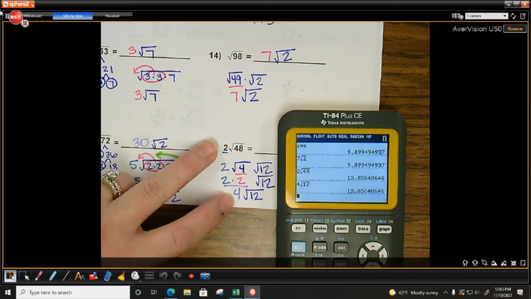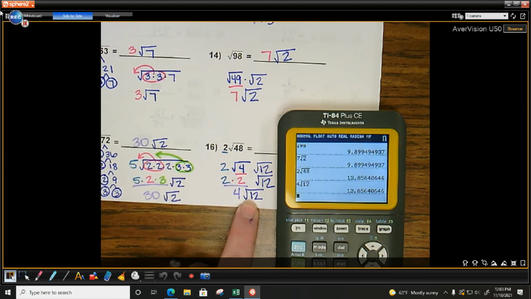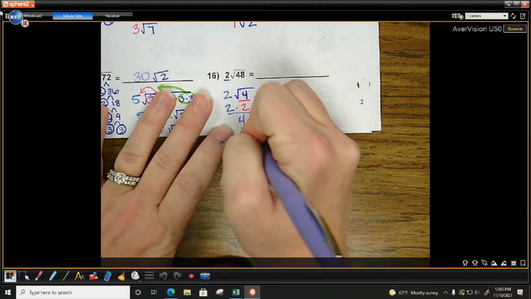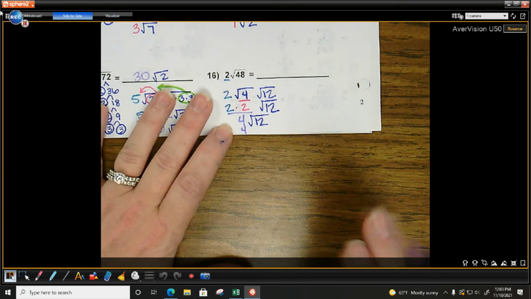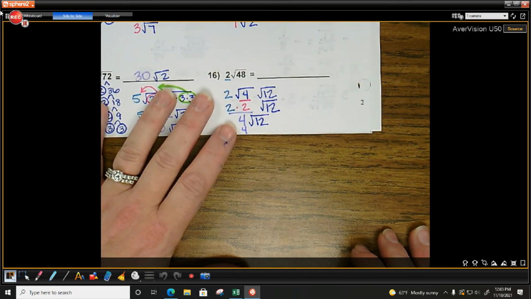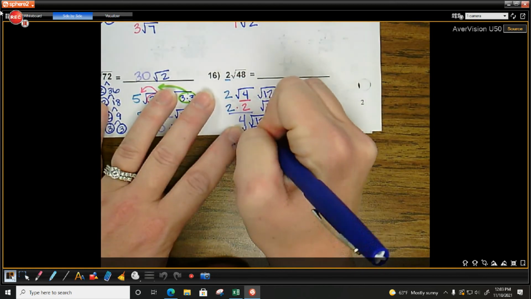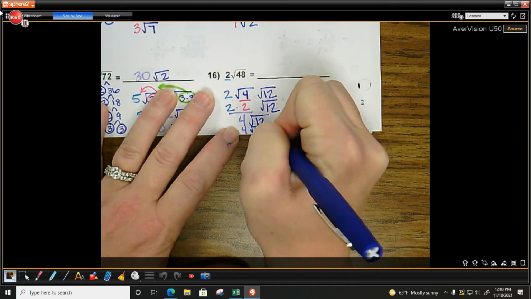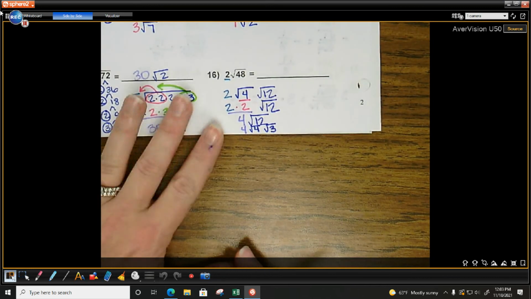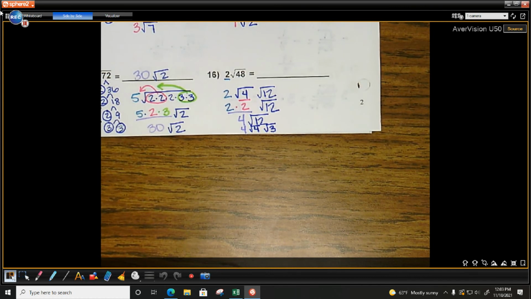However, is this fully simplified? No, you need to go one step further. So I'm going to keep my 4 on the outside. And how can I break up the square root of 12? What perfect square is 12 divisible by? 4. 4 times what? 3. Okay? So just because you get equivalent values and you're able to take out a perfect square doesn't mean you're done. If you don't take out the biggest perfect square, it's okay. It just means that you're going to have more steps.